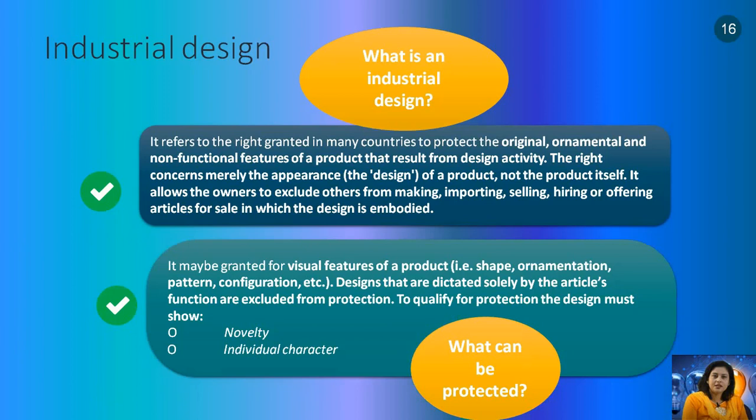What can you protect by the industrial design? It may be granted for visual features of a product, that is, shape, ornamentation, pattern, configuration, etc. Designs that are dictated solely by the article's function are excluded from protection. To qualify for protection, the design must show novelty and individual character.